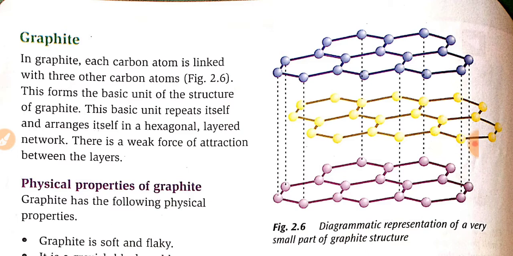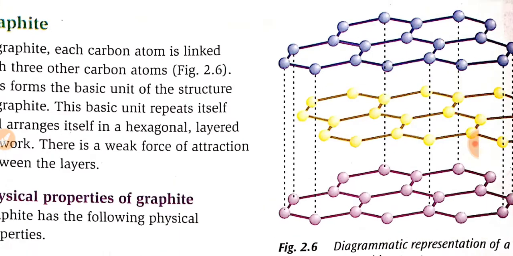Last week, in the chapter Carbon and its Compounds, we discussed some properties of carbon and the structure of diamond. Today, we start with the structure of graphite.